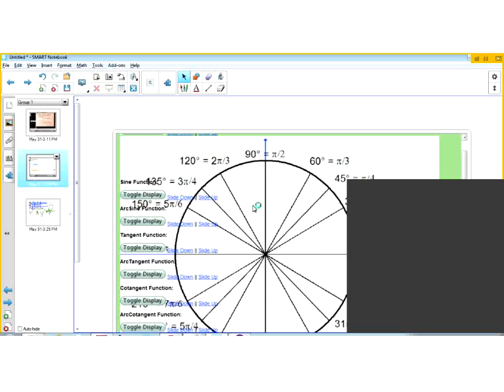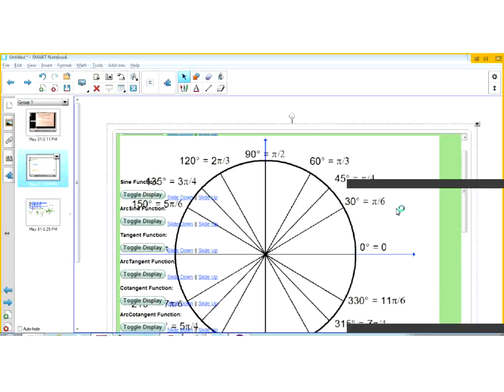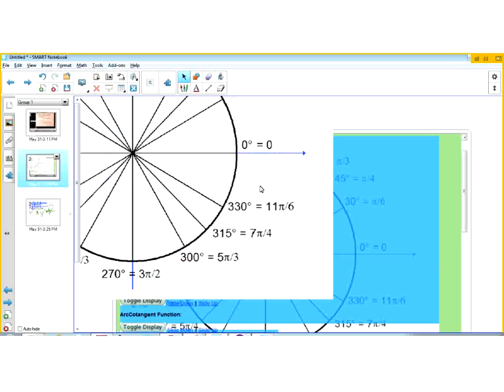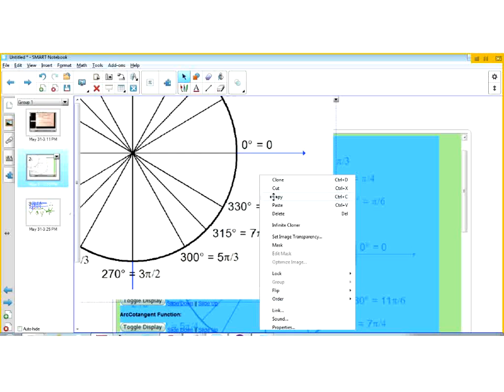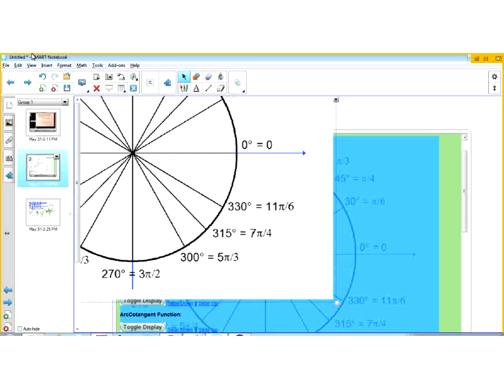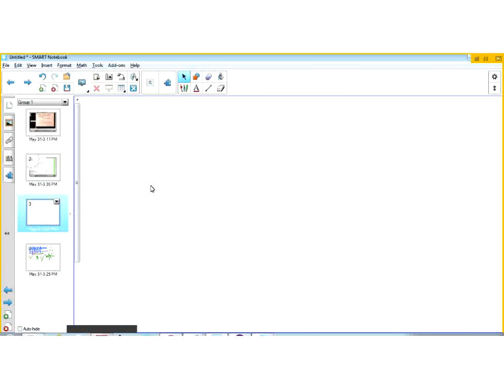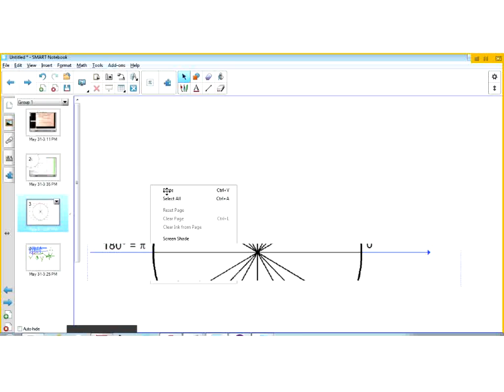What would happen if I were to copy this figure? Let me copy the figure. Okay, and let's go to another slide and paste this in here.